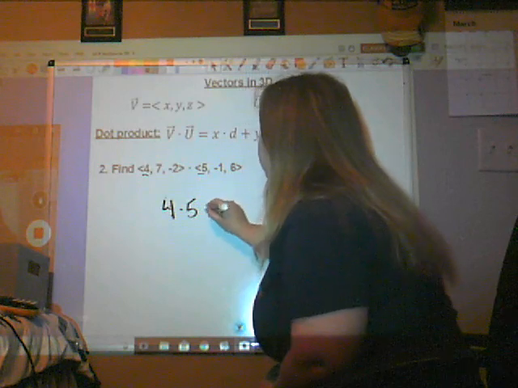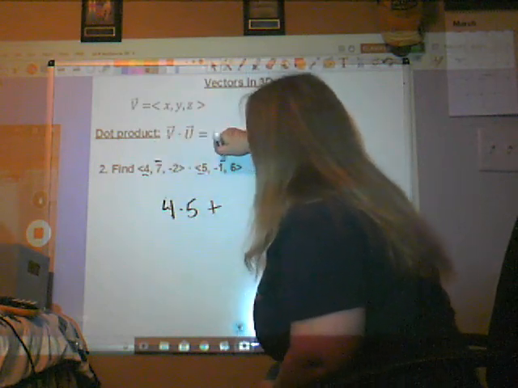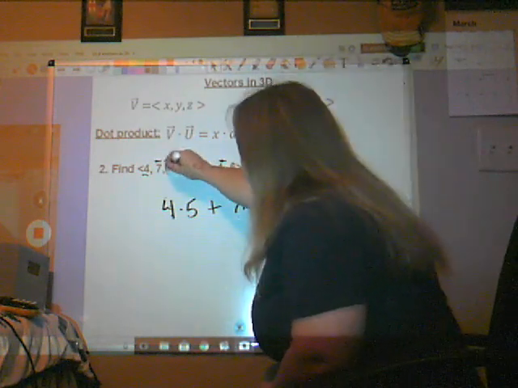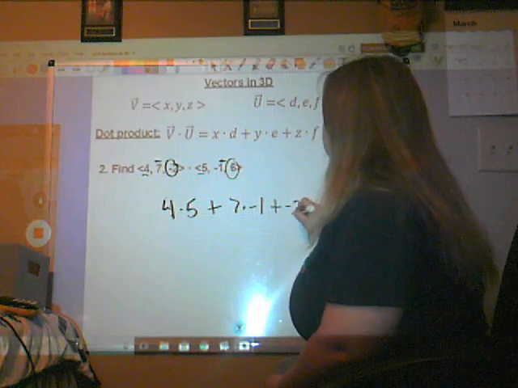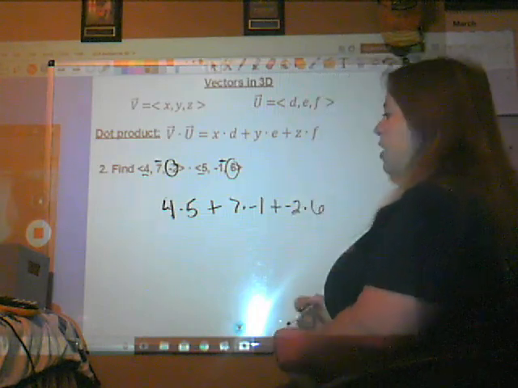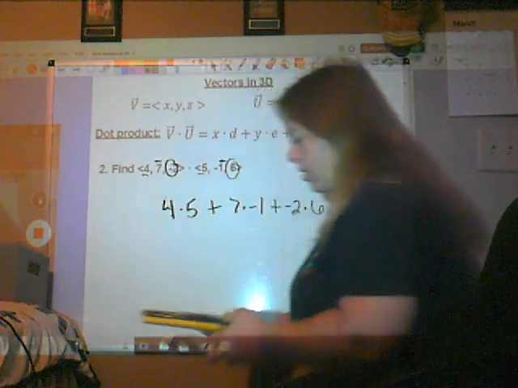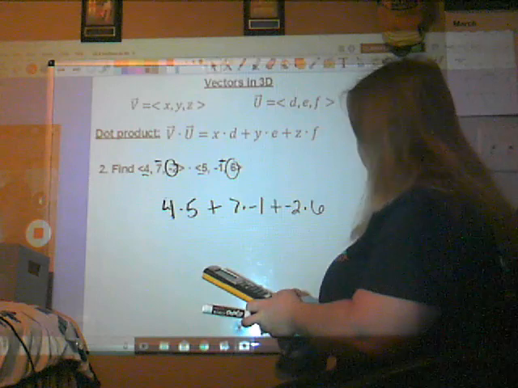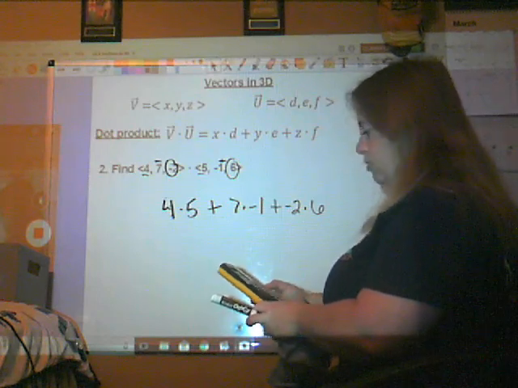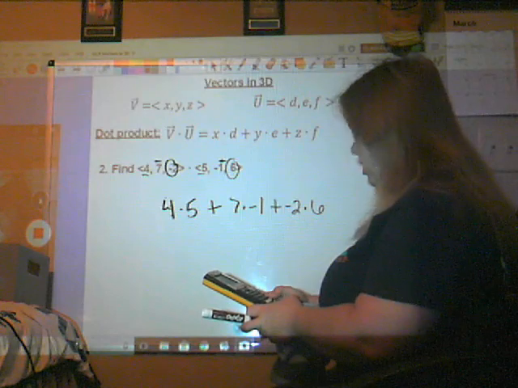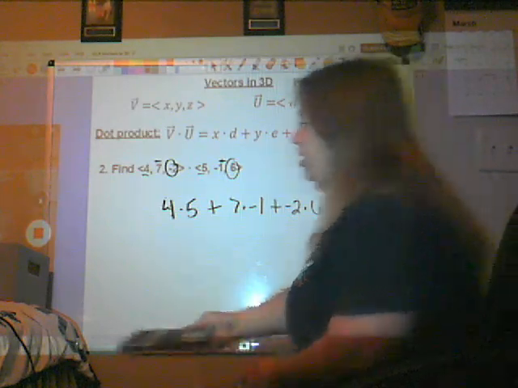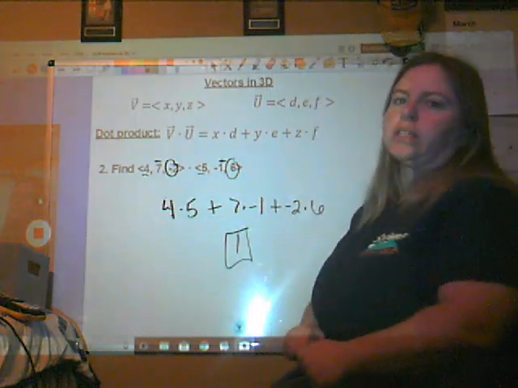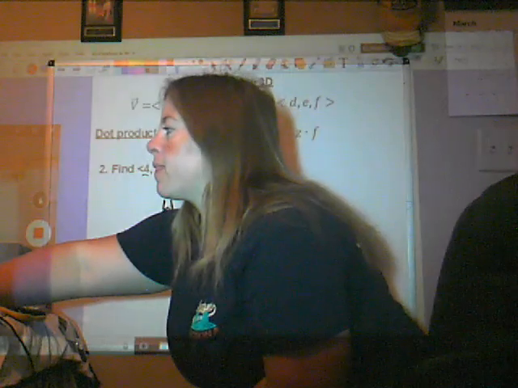times 5 plus you're going to do your y's, 7 times negative 1, plus you're going to do your z's, negative 2 times 6. And you can type that whole thing in your calculator. 4 times 5 plus 7 times negative 1 plus negative 2 times 6. And we get 1. And that's how you do a dot product, exactly the same as we've done before.